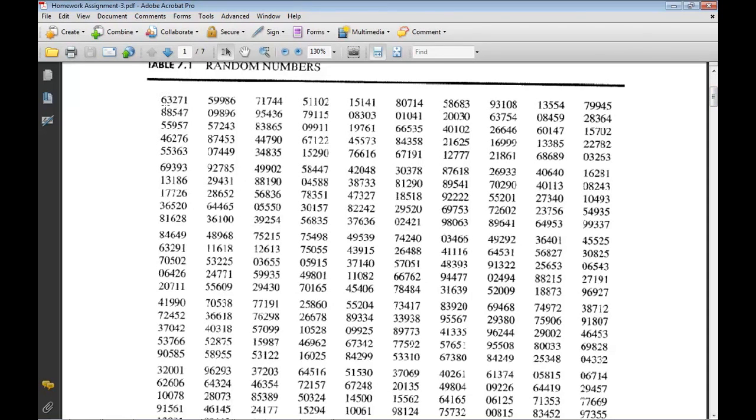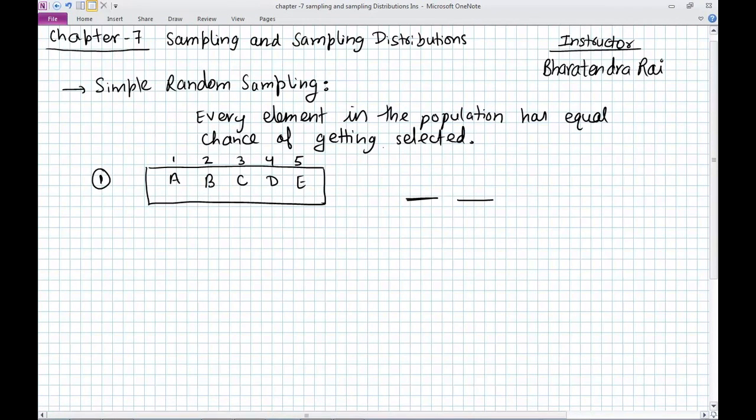If we want a sample of say 5, and let's say you start from the first one. So the first number here is 6. Now we have a population with numbers only 1 to 5, so 6 is of no use to us. So we can ignore that and move to the next one, because there is no dearth of random numbers. You can always go to the next one. Next one is 8. Now 8 is also not part of our population because our population ends at 5. We cannot use this. Move to the next one. And then you have 5. So E becomes your first sample.